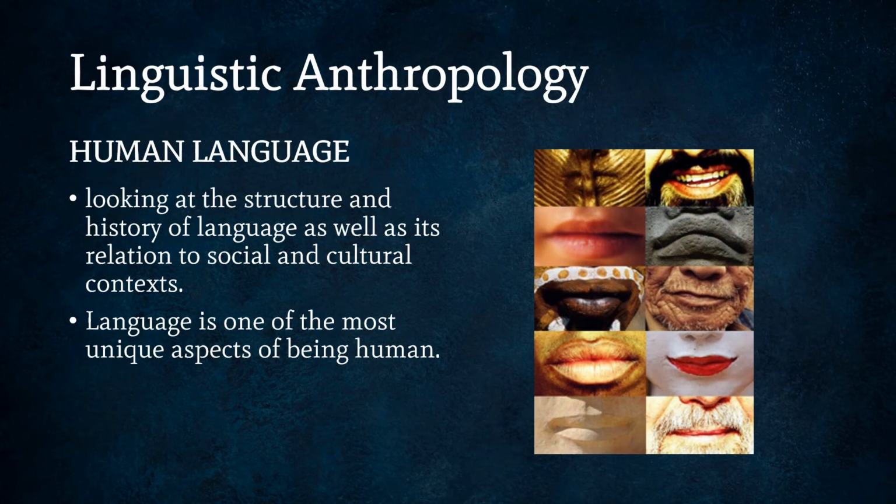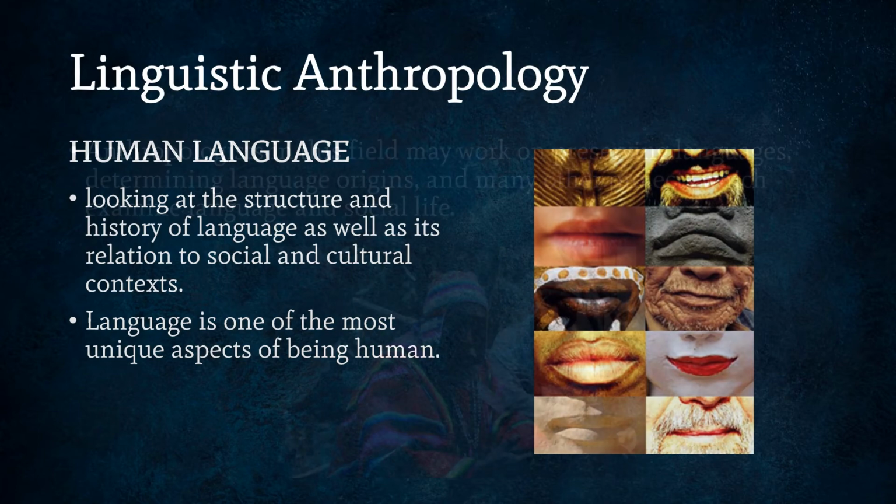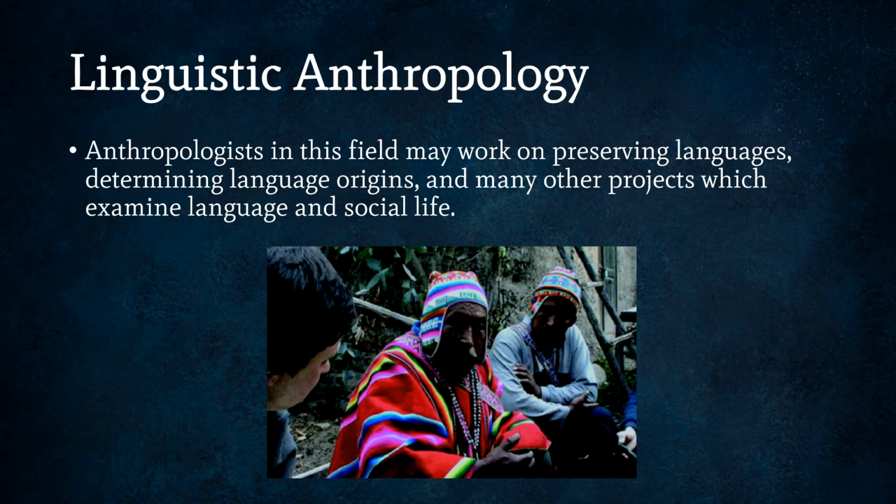Moving on, so we talked about biological anthropology. Another field of anthropology is linguistic anthropology. It looks at the structure and history of language as well as its relation to social and cultural contexts. Of course, language is one of the most unique aspects of being human. Anthropologists in linguistic anthropology may work on preserving languages, determining language origins, and many other projects which examine language and social life.